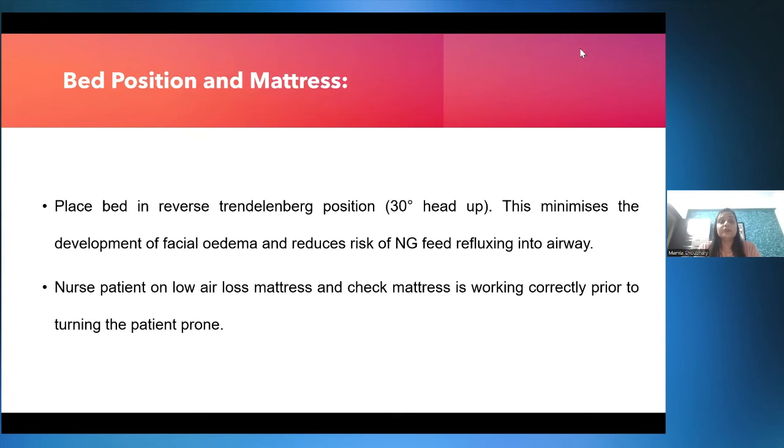In this, the position of the bed and mattress is also very important. The patient needs to be placed in reverse Trendelenburg position, that is 30 degrees head up. This minimizes the development of facial edema and reduces the risk of NG feed refluxing into the airway. Nurse the patient on a low air loss mattress and check the mattress is working correctly prior to turning the patient into a prone position.